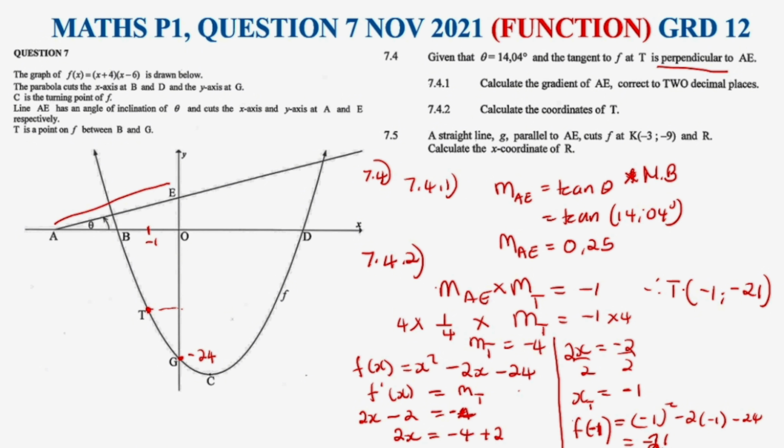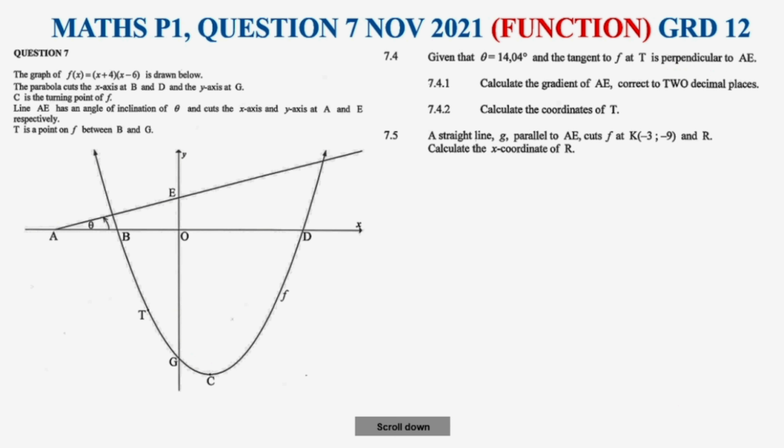So now let's go ahead and move to 7.5. 7.5 says a straight line G is parallel to AE. All right, immediately when they say parallel, we know what happens when something is parallel to something. It means their gradients are equal.